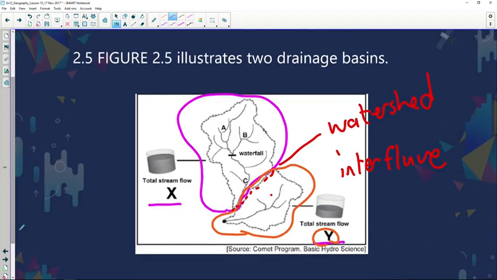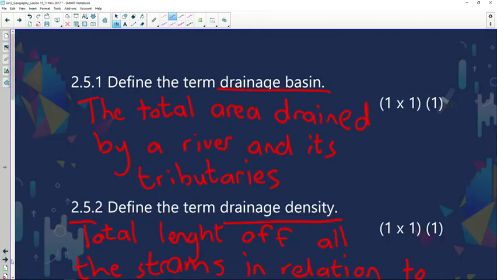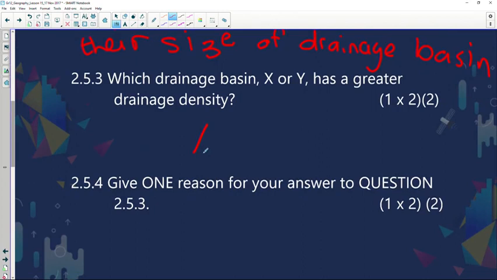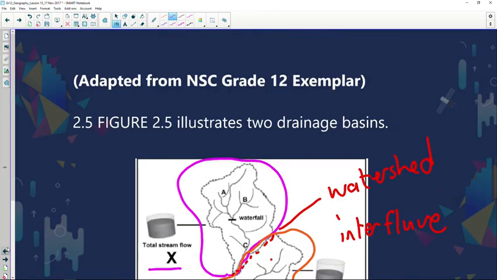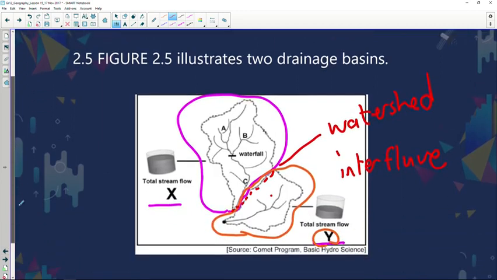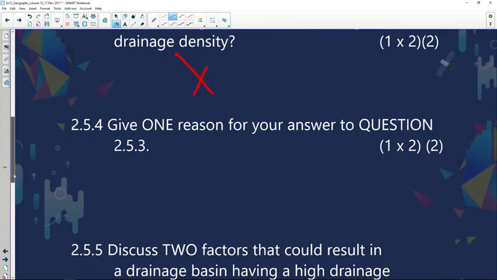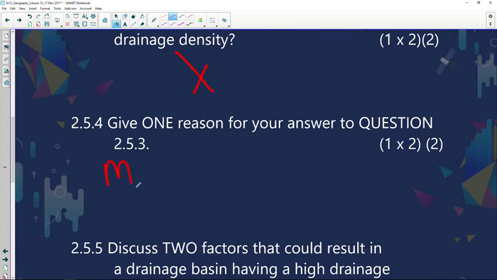Now which one's got more water, surface runoff? Definitely X, because look at all the tributaries over there. And look at the length of streams over there. Okay, so the correct answer for 2.5.3 will be X. Give one reason for your answer to question 2.5.3. As you can see, there's many streams, many tributaries joining the main river over there. There's a lot more surface runoff over there. So what can we say is the correct answer? One sentence: many streams in the drainage basin.